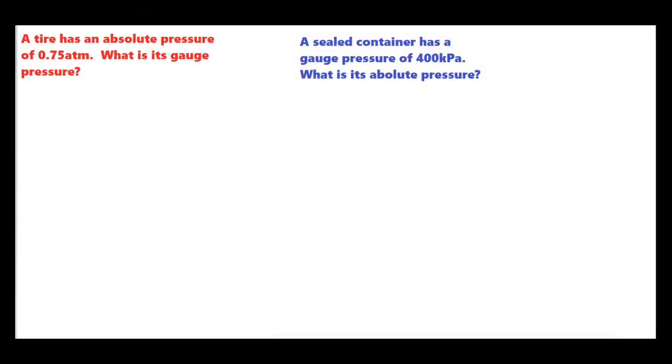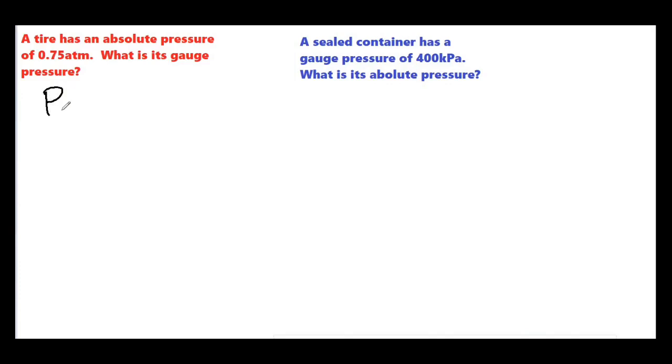In this video, we're going to be taking a look at 4 different example problems that deal with absolute pressure and gauge pressure. The first question right over here says a tire has an absolute pressure of 0.75 atms. What is its gauge pressure?